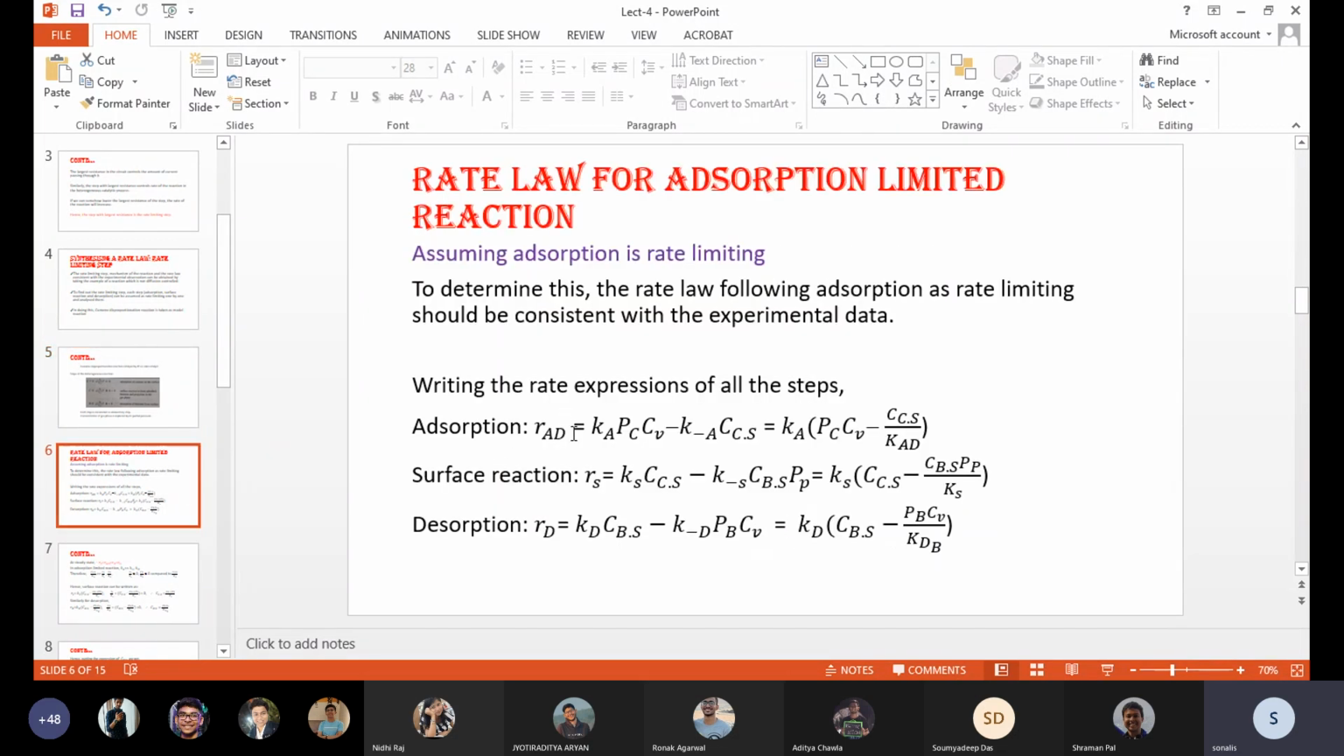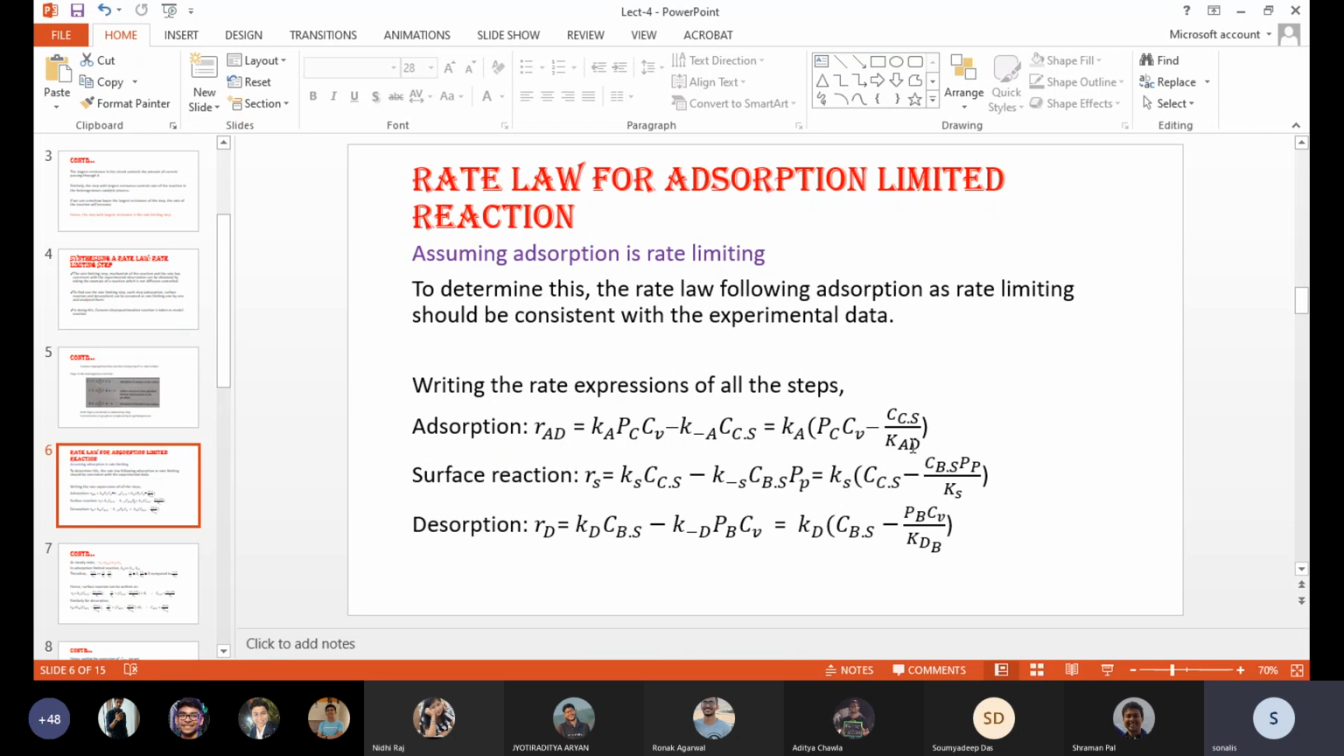Similarly, we have written here rA is equal to Ka PC CV minus K of minus A into the concentration of C dot S. Take out Ka and we introduce the adsorption equilibrium constant here, which is small ka by small k of minus A.